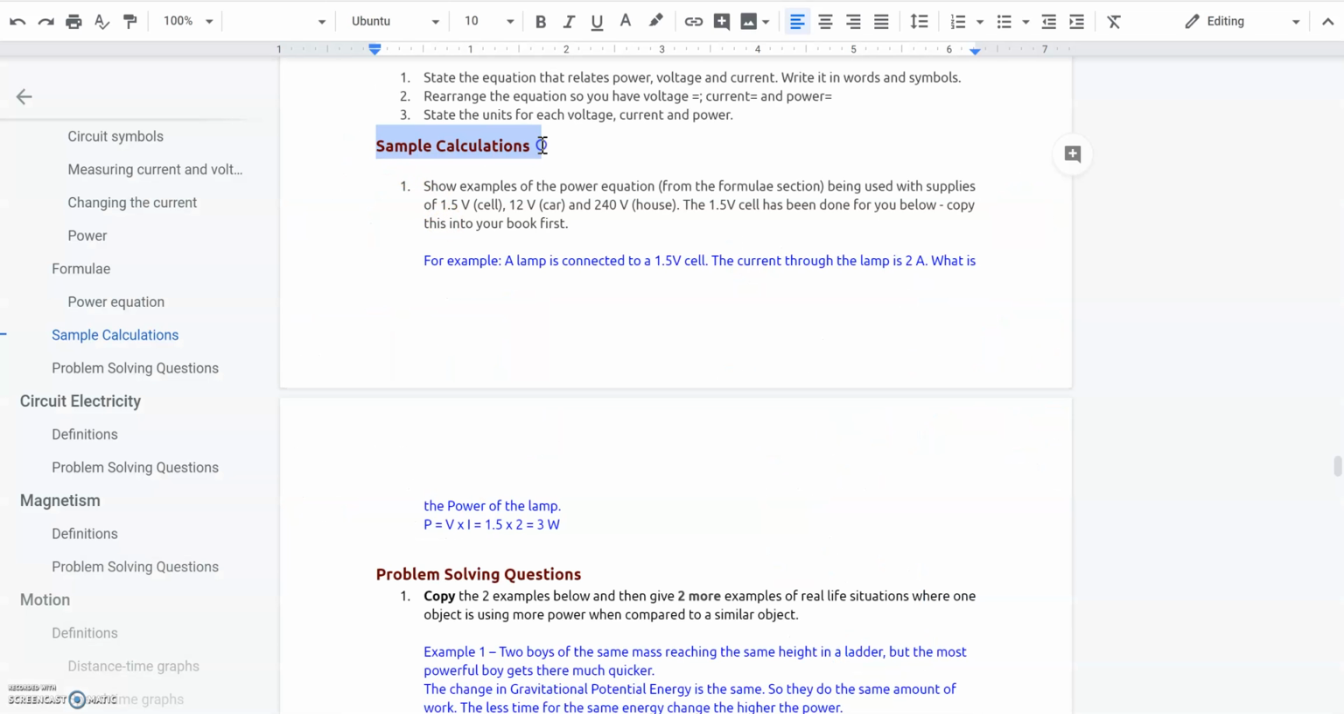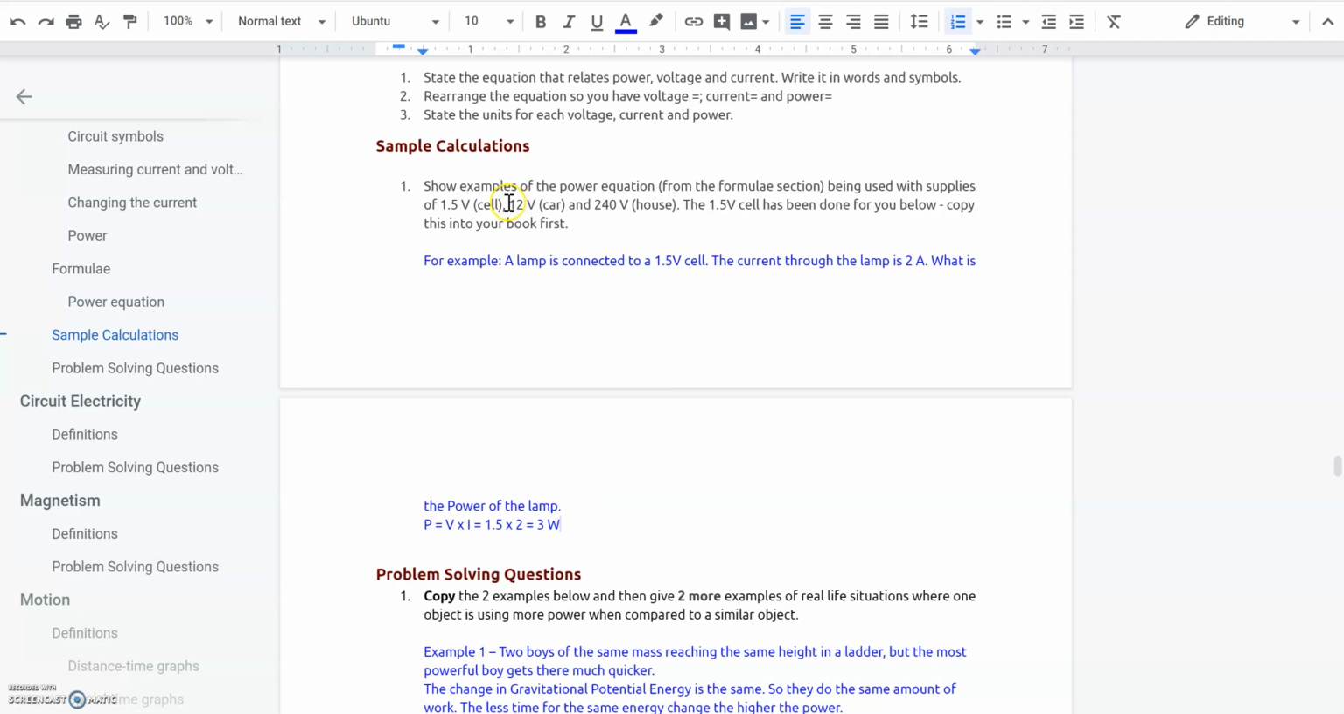The next part, sample calculations, gets you to do some examples, and you need to copy this blue part into your book. This is the first example, and it's a bit like the one I just did. If a lamp is connected to a 1.5 volt battery or cell, and the current is 2 amps, what's the power? Well, remember, you times the voltage by the current, or the current by the voltage, doesn't matter which way around you do it, and that gives you an answer of 3 watts.